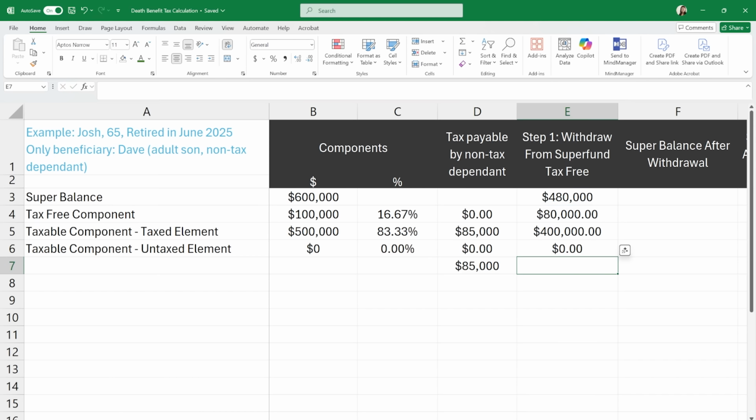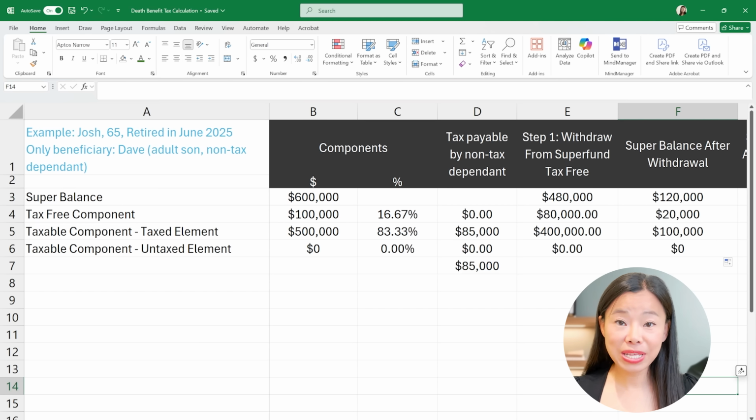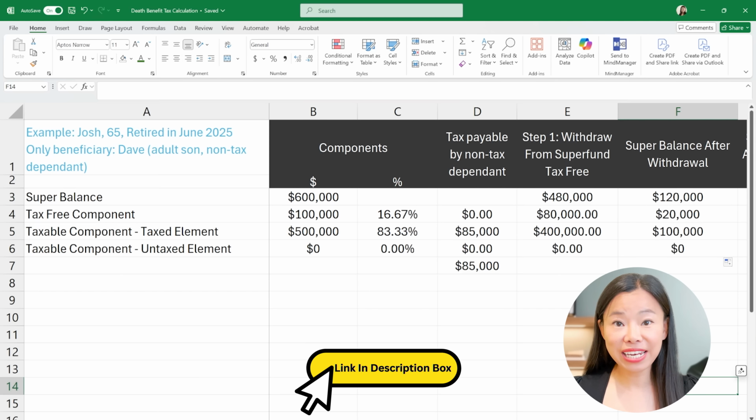That leaves Josh with a remaining super balance of $120,000, consisting of $20,000 in the tax-free component and $100,000 in the taxable component. By the way, if you'd like to follow along with the calculation or try it with your own numbers, I have created an Excel template for you to download. Just check out the link below.